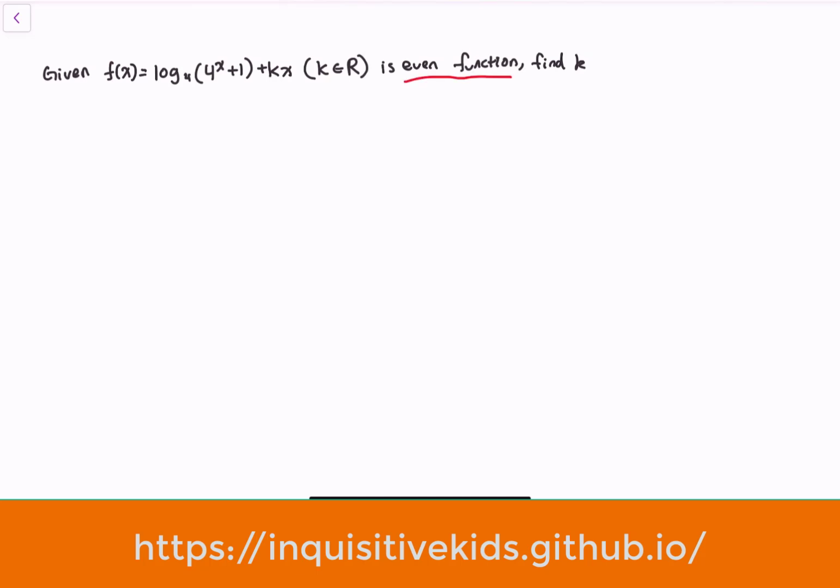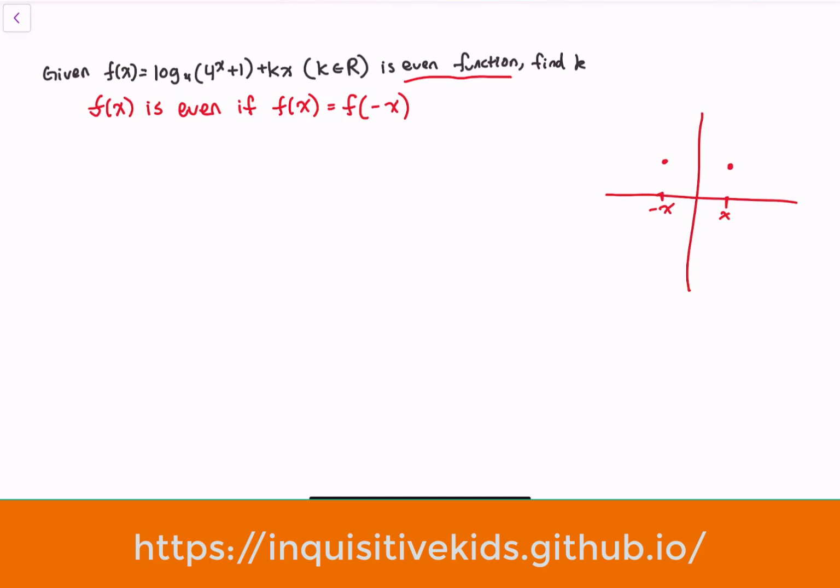What do we know about even functions? Well, a function is even if f of x is equal to f of negative x. This is what even means. And if we look on a graph, here's a better way for you to understand it. If you have x, this is negative x, they will produce the same y value. So it would be some sort of a symmetrical graph. So for example, if we had this function, imagine if it's symmetrical about the y-axis, it would be even.